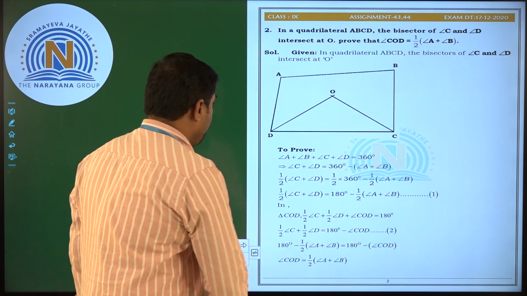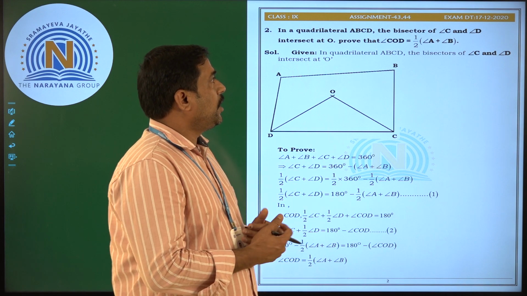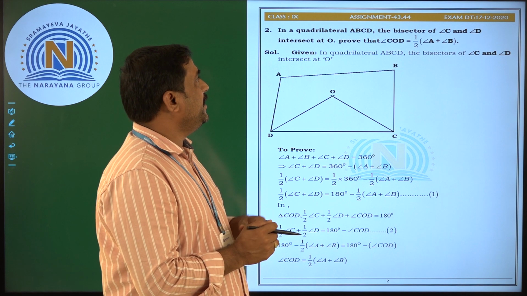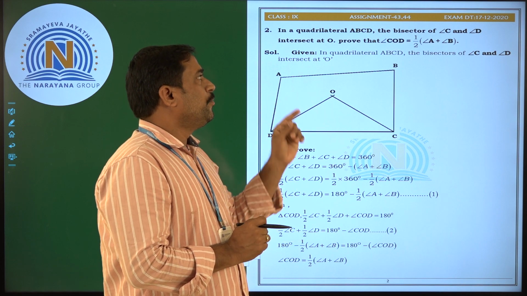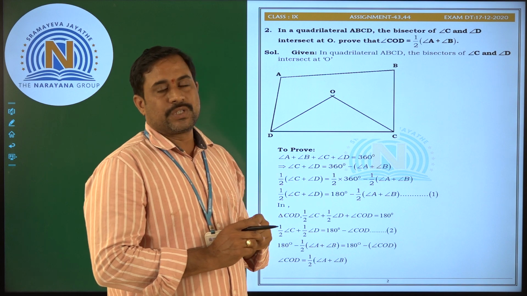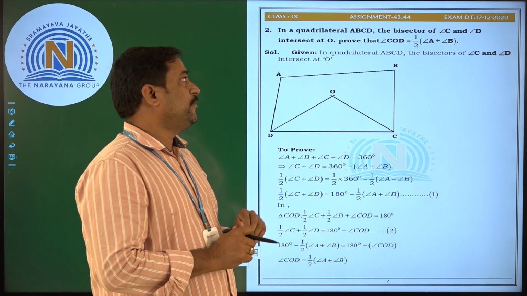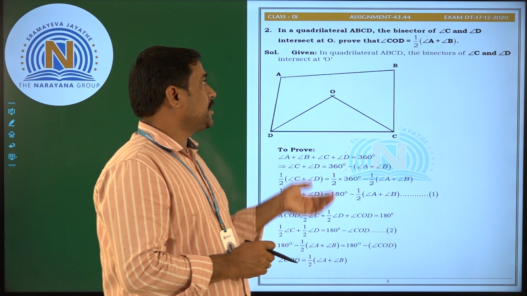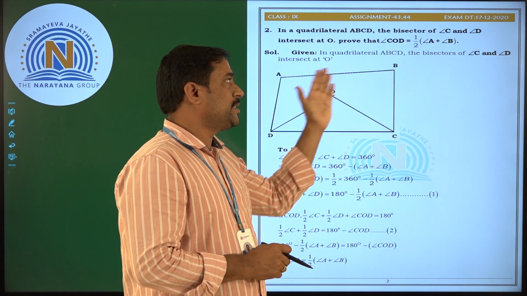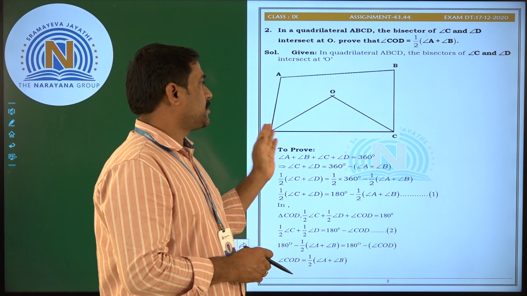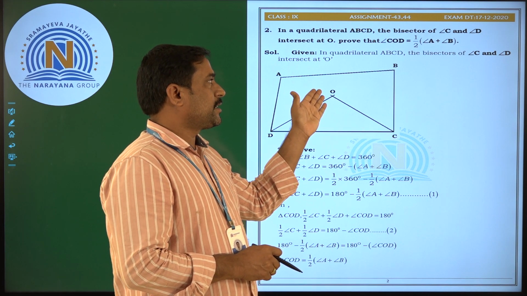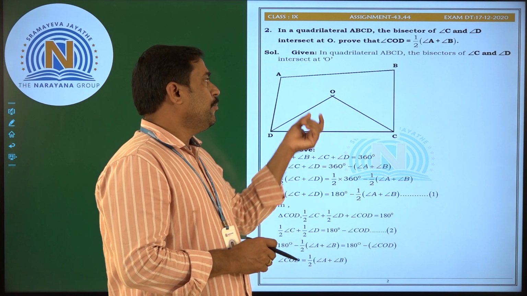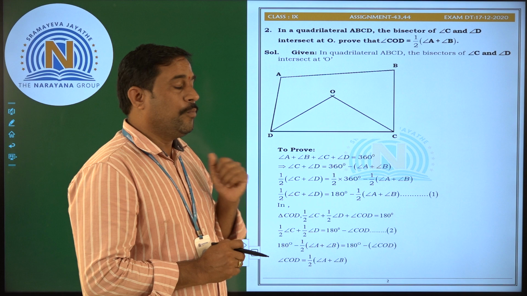So for the next question, we can see here: in a quadrilateral ABCD, the bisectors of angle C and angle D intersect at O. Prove that angle COD is equal to 1 by 2 of angle A plus angle B. Before proving this, I am taking a quadrilateral ABCD. In that, CO is the bisector of angle C and DO is the bisector of angle D. Both are intersecting at point O.